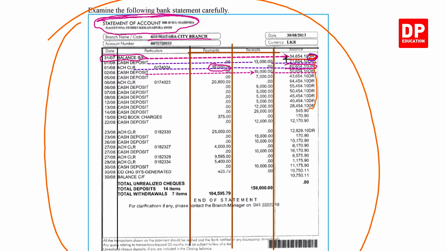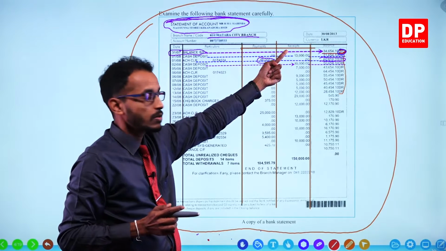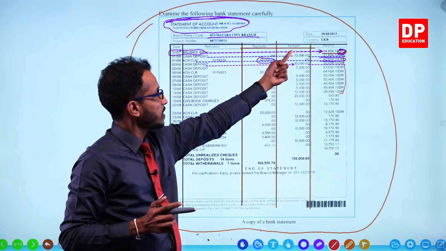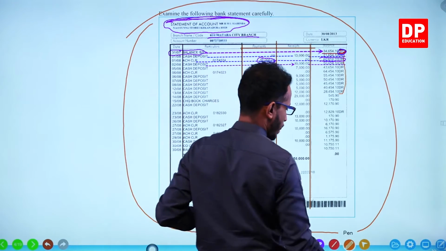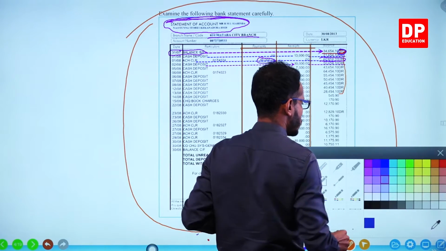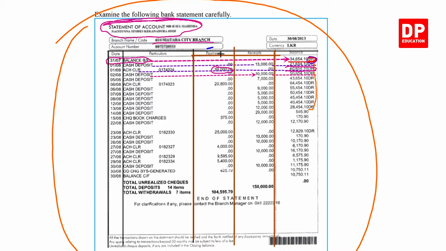Children, these two columns, payments column and receipts column, are considered as the debit and credit sides. Okay, let's mark them. Debit column and credit column. This is debit and this is credit. Just for your remembrance, just to memorize, I'm giving you this.